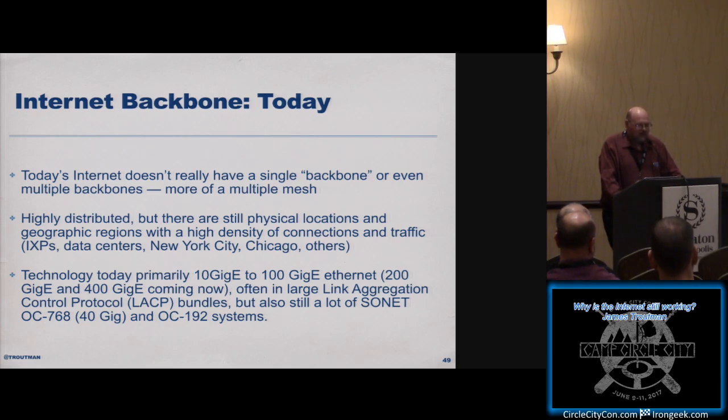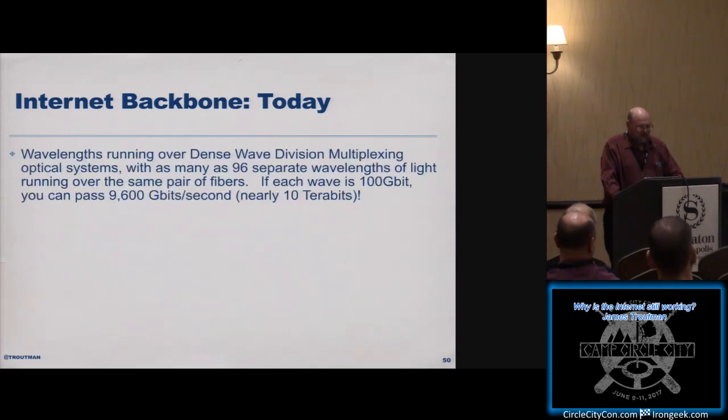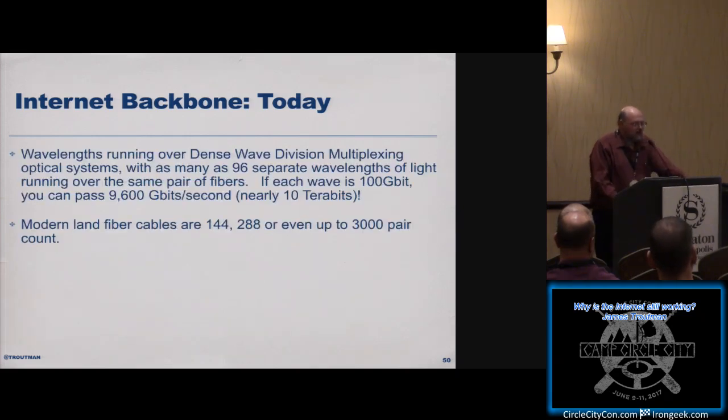We still have some SONET out there. AT&T notably has a SONET, an OC768 network, 40 gig. The other thing that happens today is we have this thing called dense wave division multiplexing, where you're getting multiple wavelengths of light over the same pair of fibers. So if you are running 100 gig, with commercially available systems, you can put 96 100 gig wavelengths over the same pair of fibers.